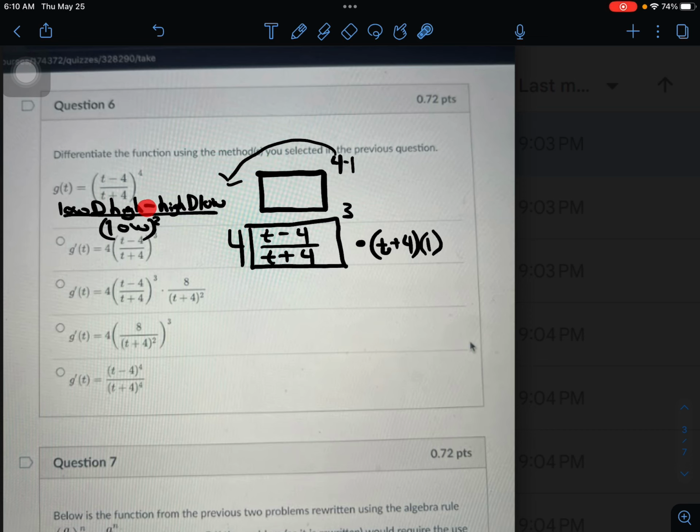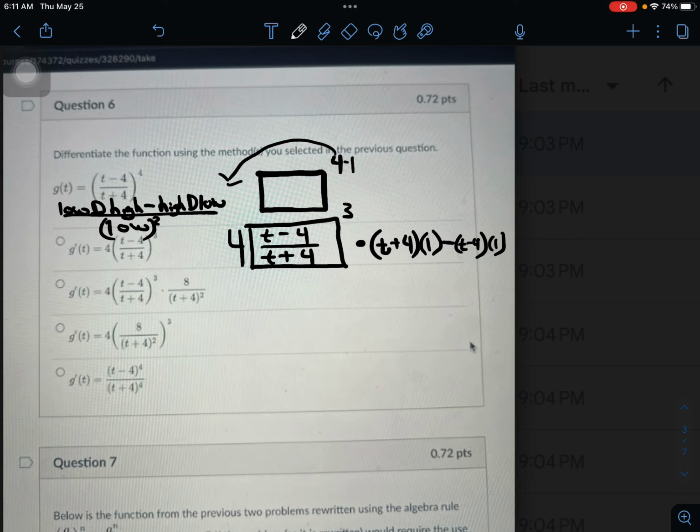Then I have this minus. Then I have high. High is your top. It's going to be t minus 4. And then I have d low, which is the derivative of the bottom, because low is the bottom. Derivative of the bottom is just 1, because the derivative of t is 1, and the derivative of any number is just 0, so it's 1 plus 0. Derivative of the bottom is 1. So that's going to be a 1.